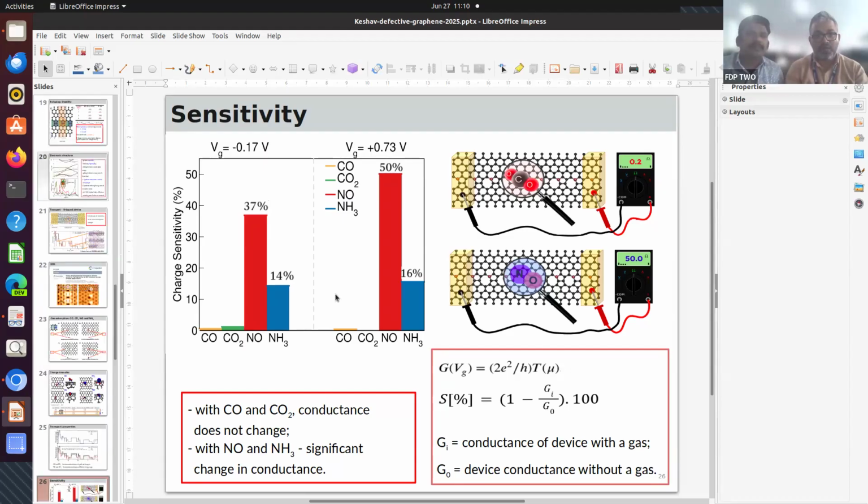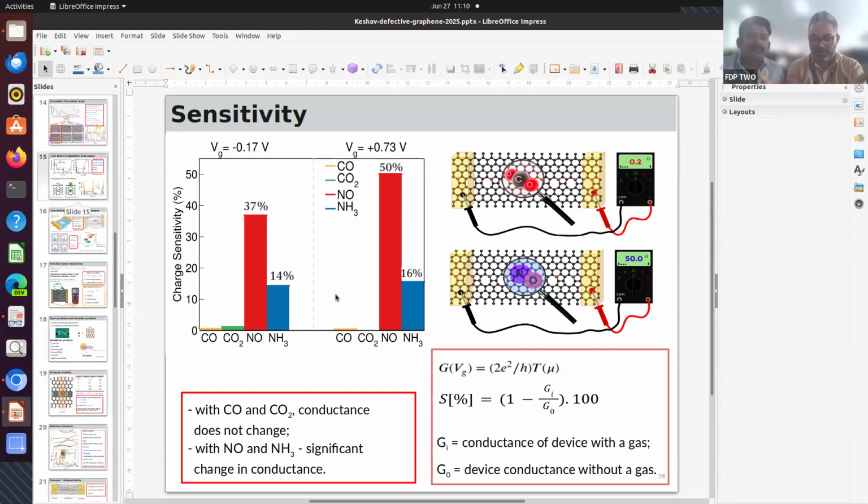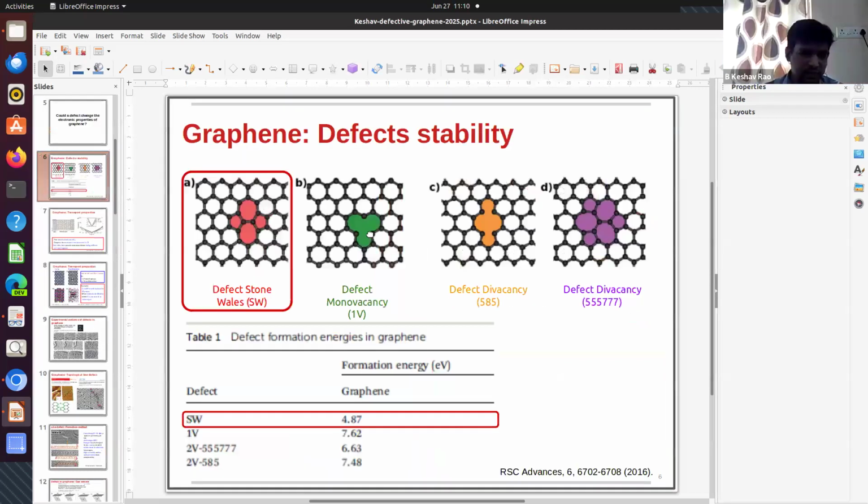See, if we introduce pores, it is just producing vacancies. A single vacancy means an atom is removed from here. So we have to create a particular defect. What is the mechanism? How can you create the pores in the graphene?